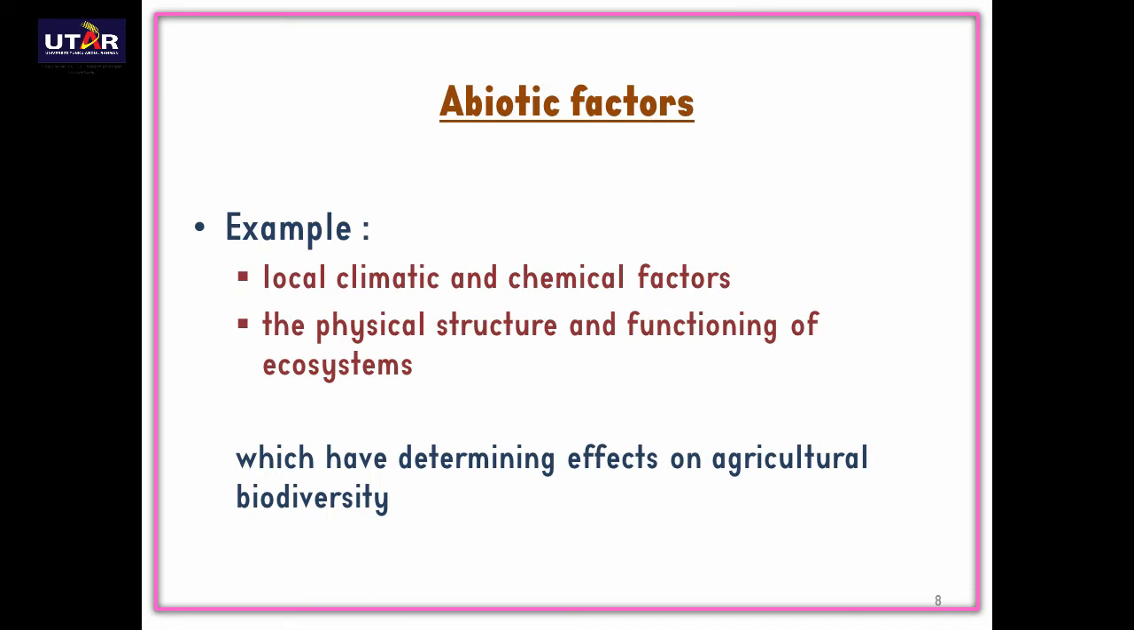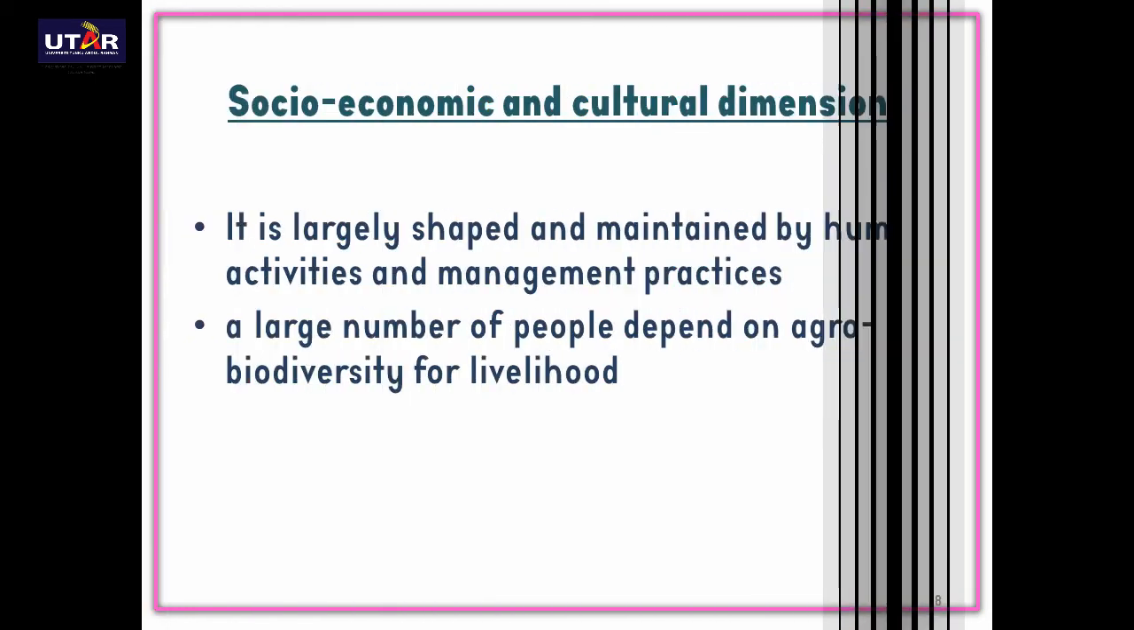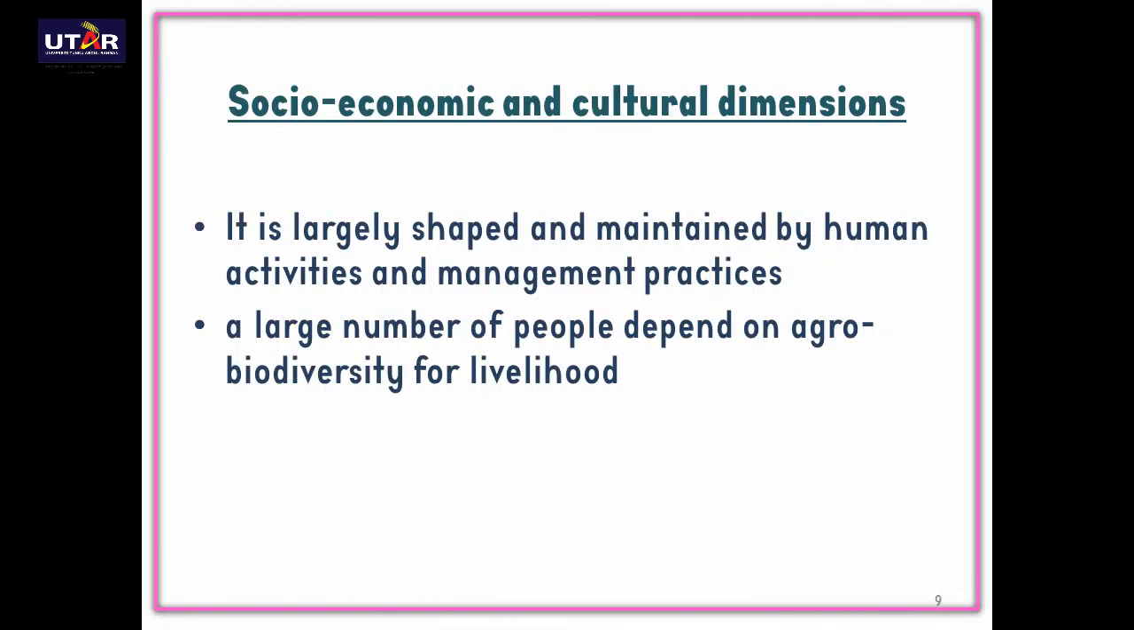The third component would be abiotic factors. Abiotic factors refer to the non-living physical and chemical components of an environment, such as local climatic and chemical factors and the physical structure and functioning of ecosystems, and they have determining effects on agricultural biodiversity. The fourth component is the social, economic, and cultural dimensions, which involves the human element.